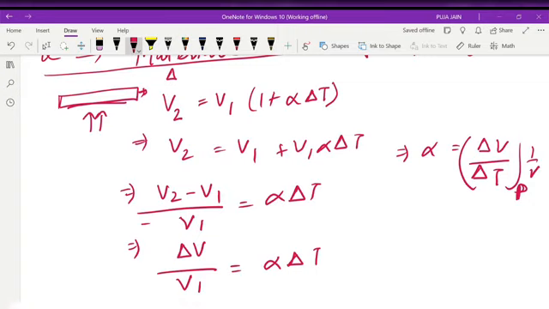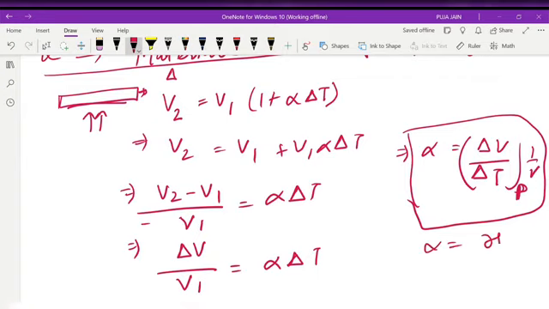Okay. So we are getting alpha, sorry, alpha, that is the volume expansion coefficient, as 1 by V del V del T at constant P. Also you can write this in this way. This is a partial derivative when P is constant. So this is our volume expansion coefficient.